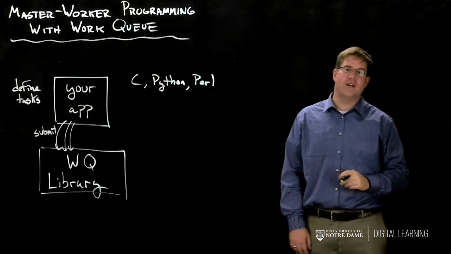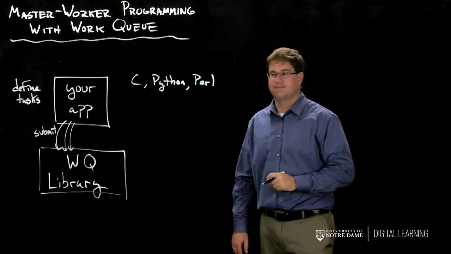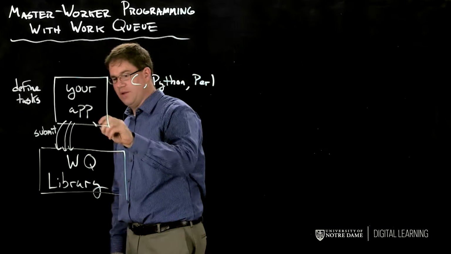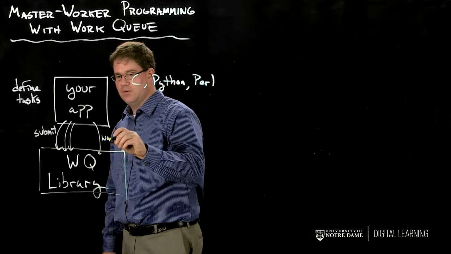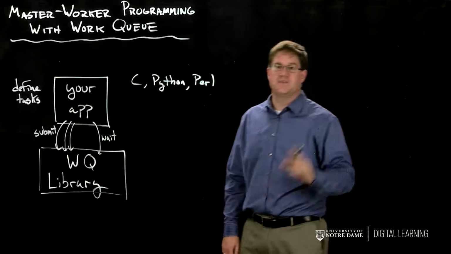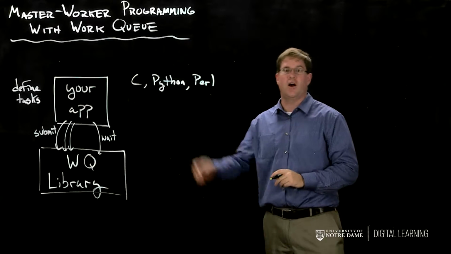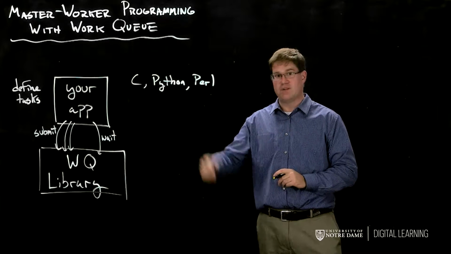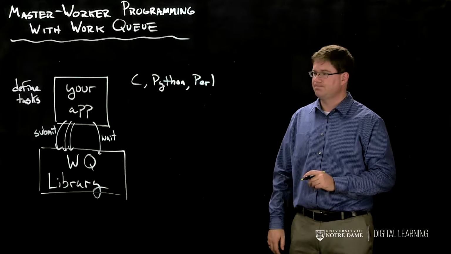After that application has submitted its first round of tasks, it will tell the WorkQ library that that's it for the moment by invoking a function called wait. And wait simply means I'm done for now. You go do some work, and I'll wait for you to be done. So this programming model is sometimes known as a submit-wait programming model.